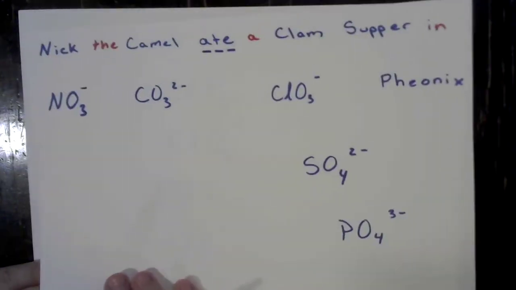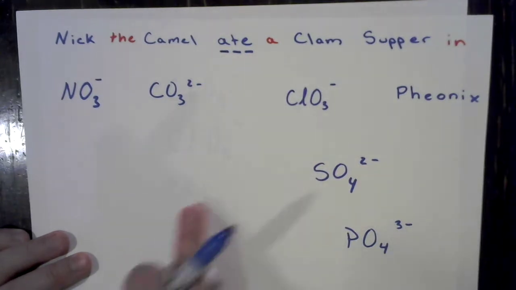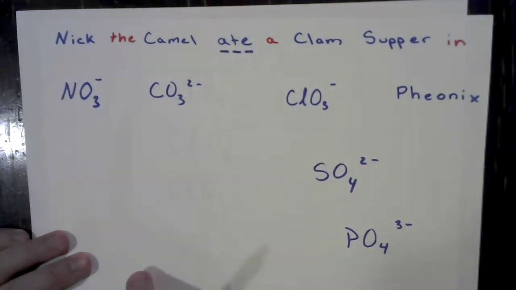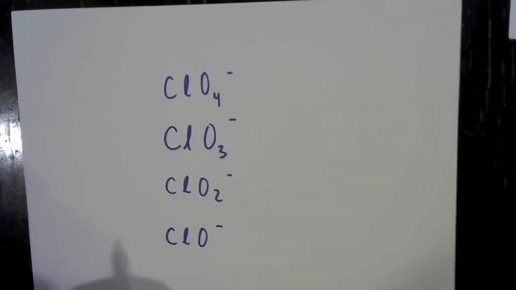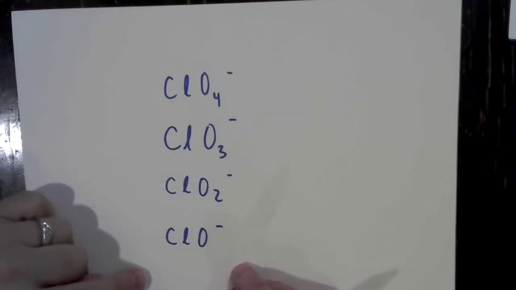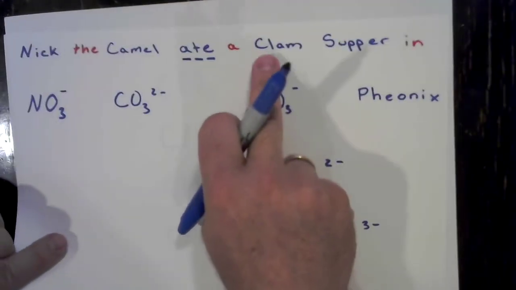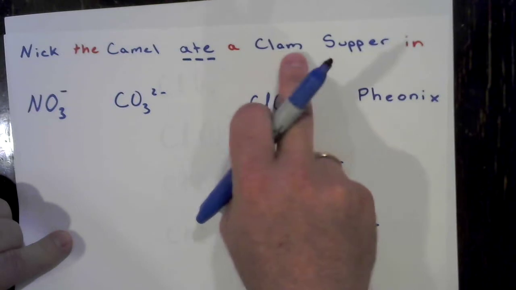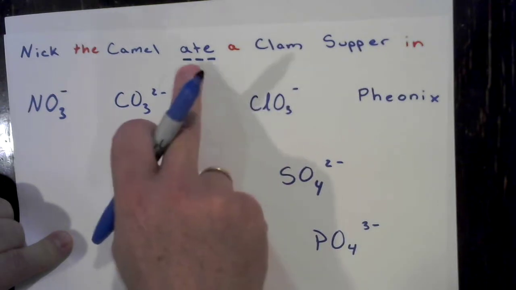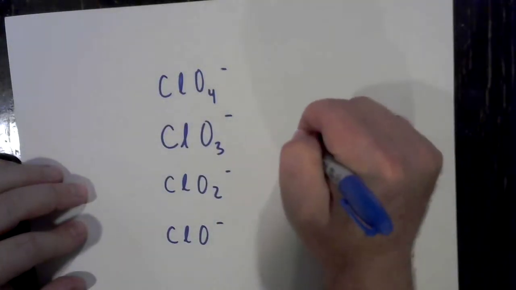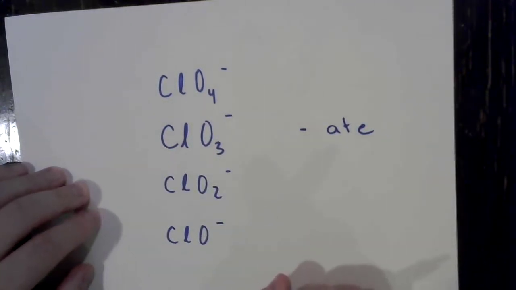This is right at the tail end of the video where I was showing you how to find the ATE endings. Right now I'm focused on this one right here. If I know my sentence, Nick the camel ate a clam supper in Phoenix, I could generate the chlorate series. I know which one is chlorate because of the clam, remember? So one vowel, 3 consonants, and so I have ClO3. It's only going to have 1 minus, and it's going to give me the ATE. So I'm going to put an ATE right here. So this one is chlorate.